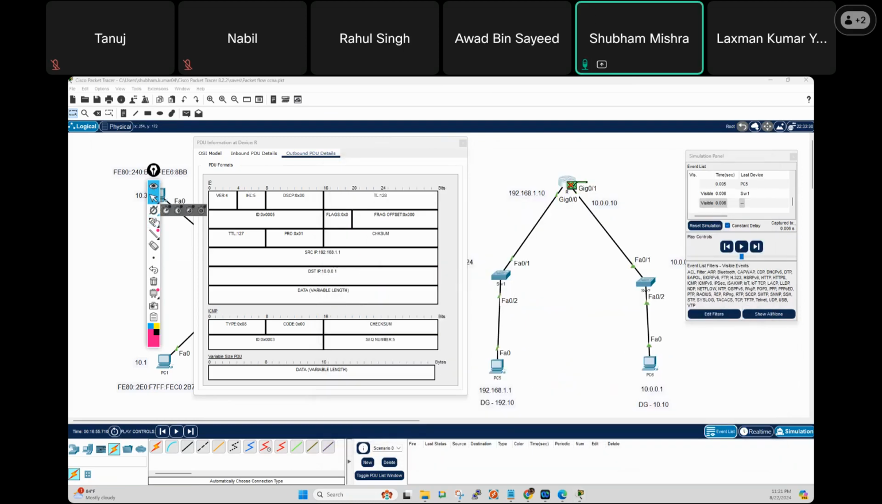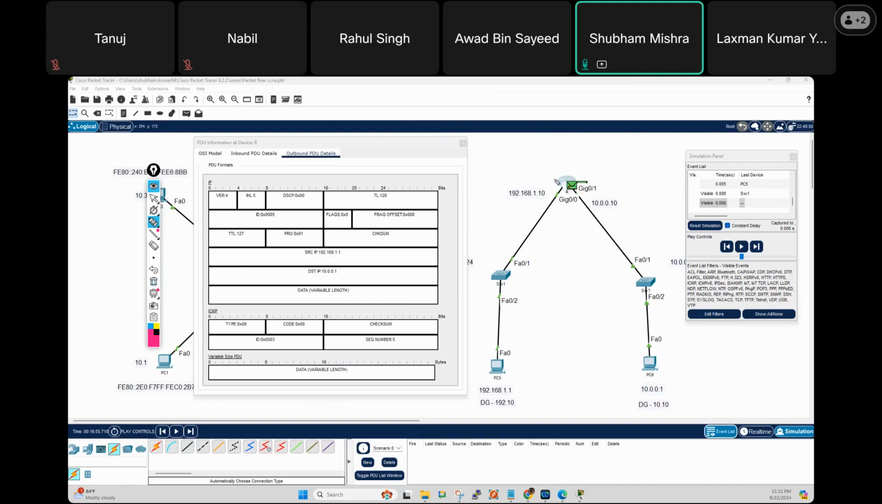So this ICMP packet was held here. Why? Because this router is not able to completely encapsulate this ICMP packet. The router wants to perform some changes in this packet, but the router does not have the 10.0.0.1 MAC address. That is the reason this packet is incomplete, and that is the reason the ICMP packet was held here. Clear? Does anyone not understand?